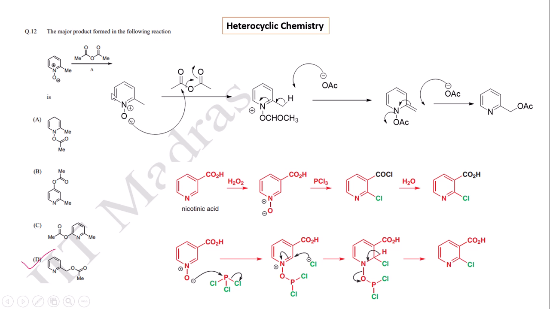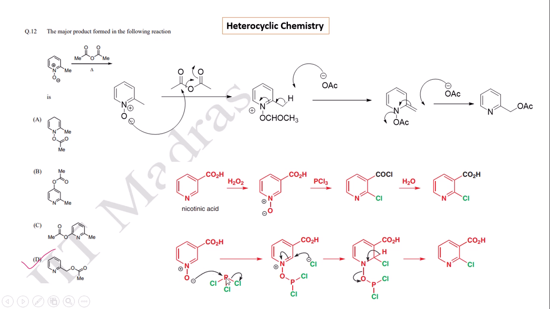This is the problem for the heterocyclic chemistry. In the heterocyclic chemistry, the acetic anhydride reacts with the pyridine N-oxide to form an O-acyl derivative, and then this O-acyl derivative undergoes nucleophilic addition and the cleavage of the O-Ac bond to produce the heterocyclic pyridine derivative, and option D is the correct one.